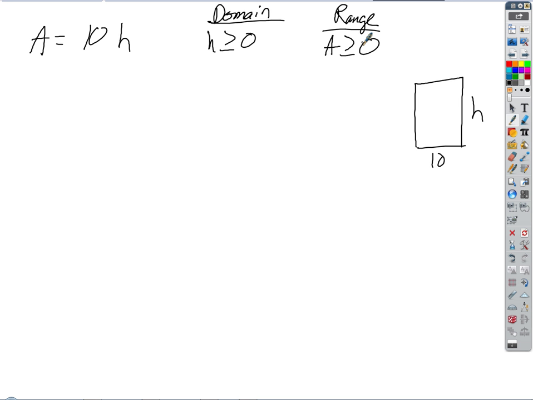Well, to solve for h, what do I have to do to both sides? Just divide by 10, right? No big deal. So then we could turn this around and write this as h equals a over 10, right?